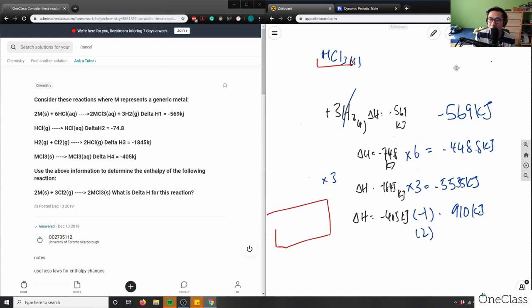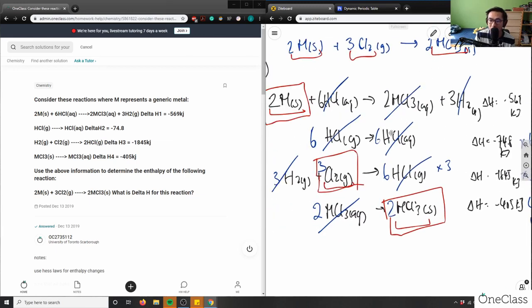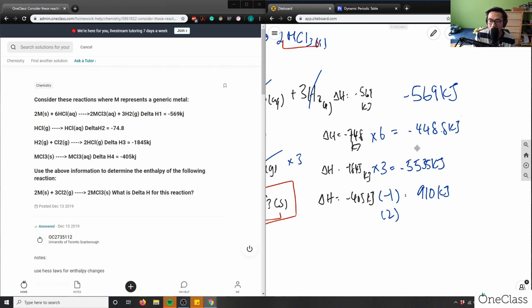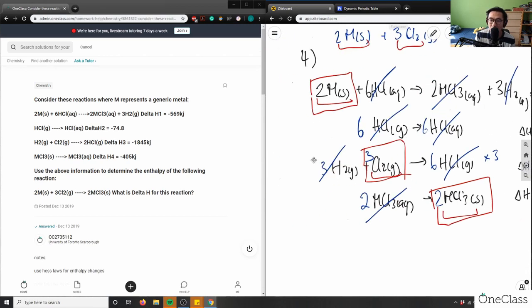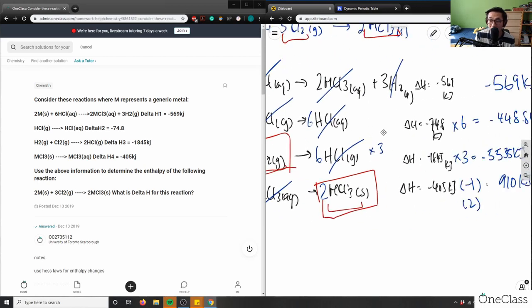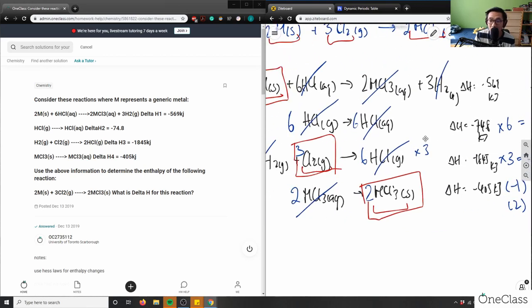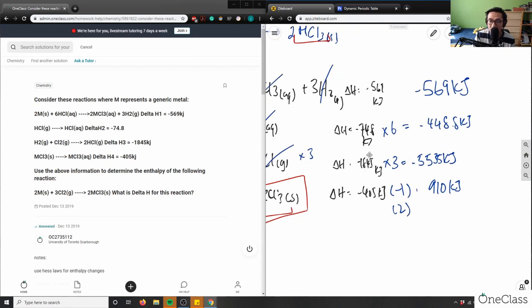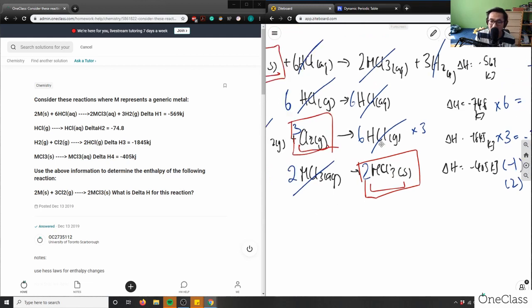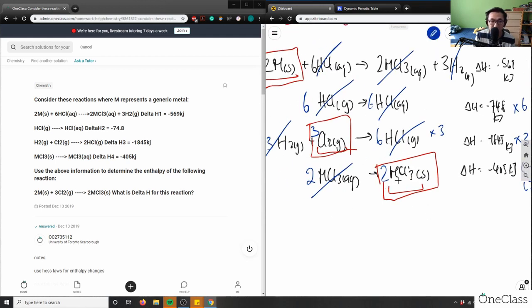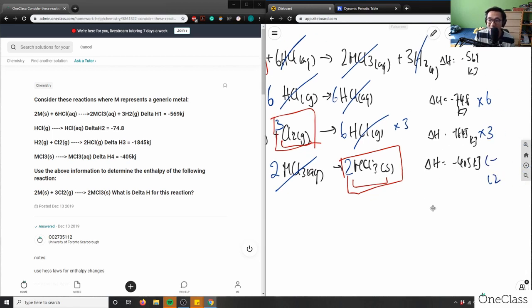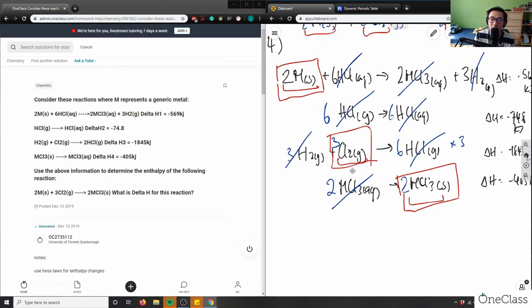In the second equation, I multiplied everything by 6, so I got negative 448. I have this enthalpy multiplied by 6, and I would get this number here. The third equation, I multiplied everything by 3, so I would multiply the entire enthalpy here by 3 and get this number here. And then lastly, I flipped the equation, so I have to multiply it by -1. So instead of negative 405, it became positive 405, and I also multiplied it by 2, right?